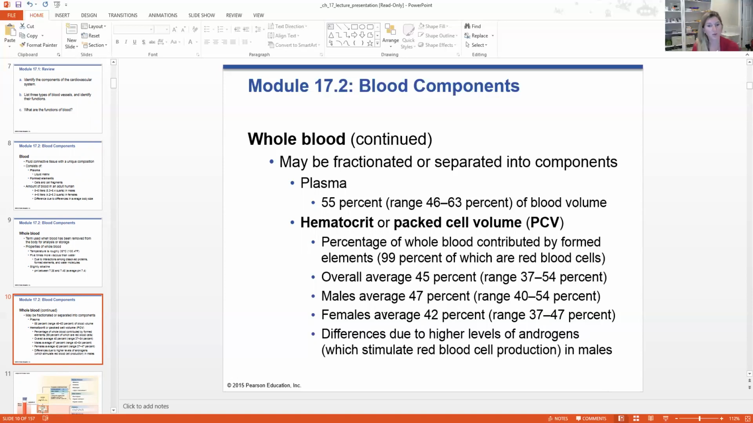Males tend to have a little bit more, females tend to have a little bit less. And that's mostly because male hormones, the androgens, tend to beef up red blood cell production, because males tend to have more muscle, males tend to have more blood in general, so they're going to have more red blood cells. It all goes hand in hand.